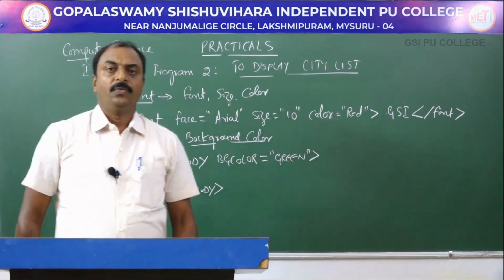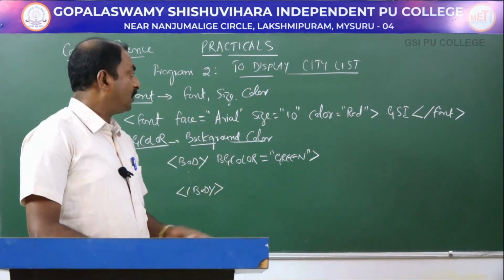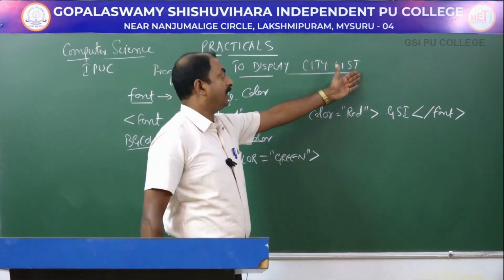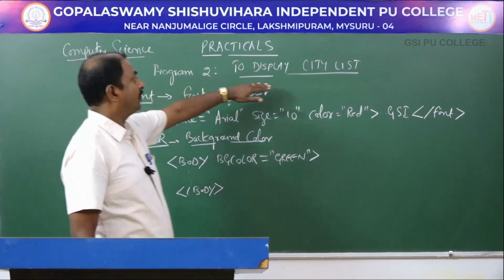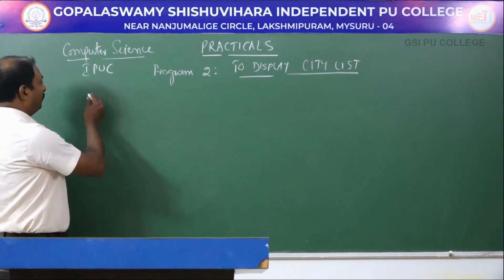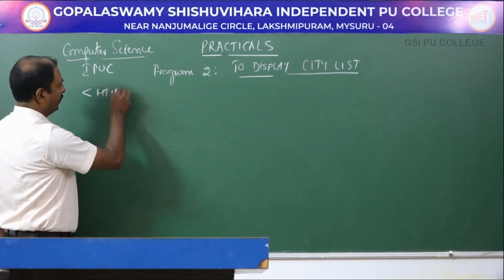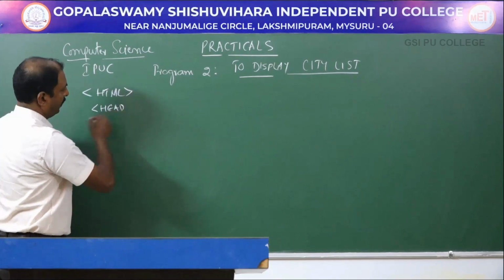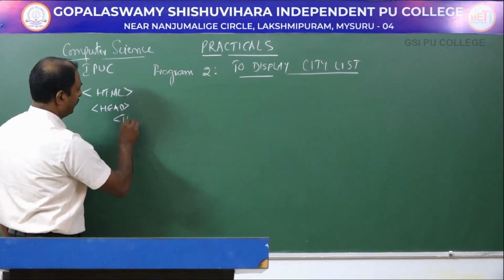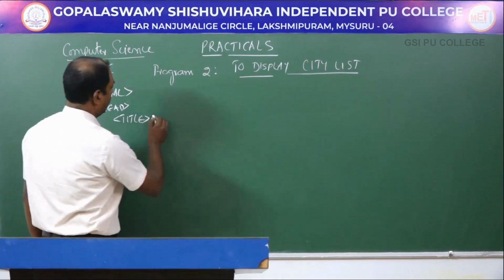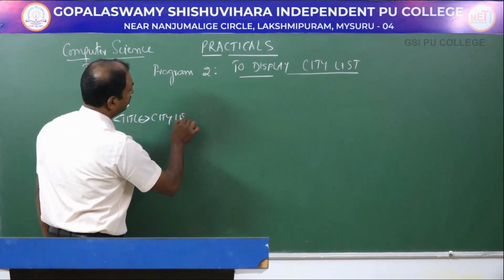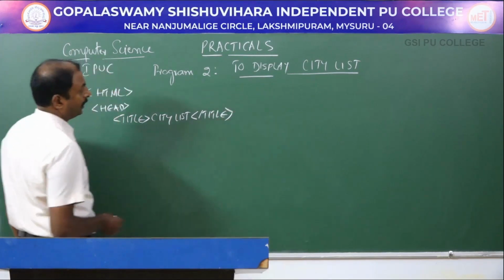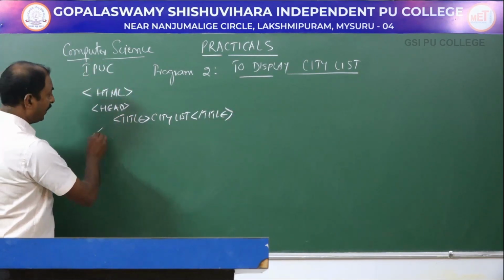So students, with the help of these few tags that you have learned so far, let us write an HTML program to display a city list. We'll start with the HTML tag, and here the head tag. Under this we have the title. I can write here city list. We have to close this title tag. Then we have to close this head tag.